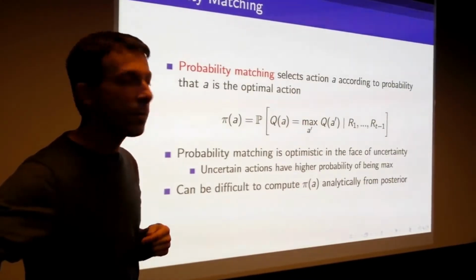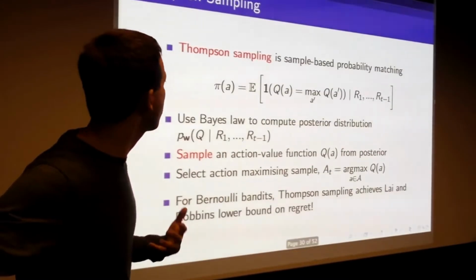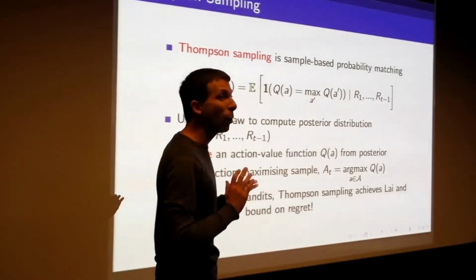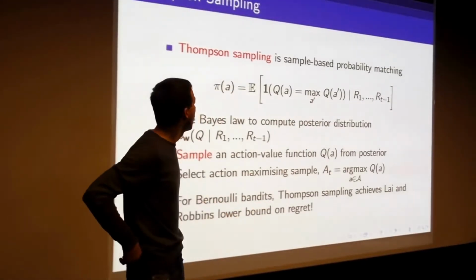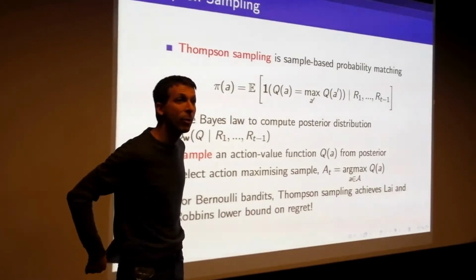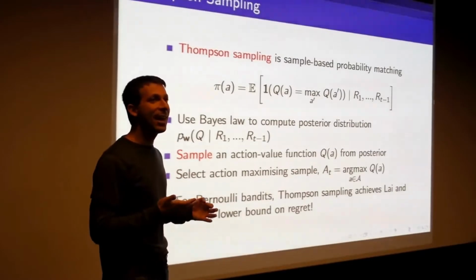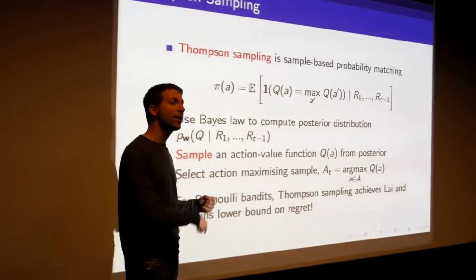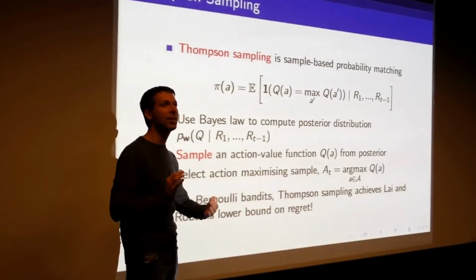Okay, so how do we do this in practice? Well, there's a very simple way to do this, and it's called Thompson sampling. This is actually the oldest algorithm for bandits. It comes from the 1930s, before bandits were even formally studied. And yet it's turned out, surprisingly, to have come full circle to the point where it is now known to be asymptotically optimal.